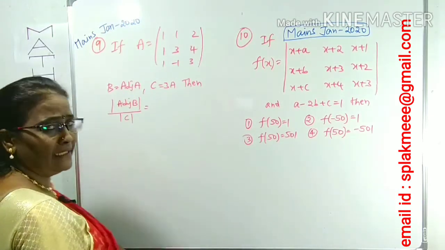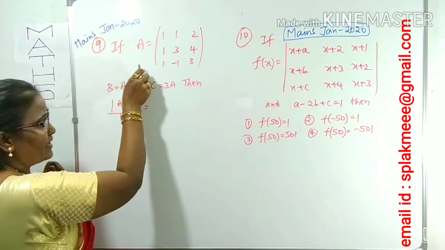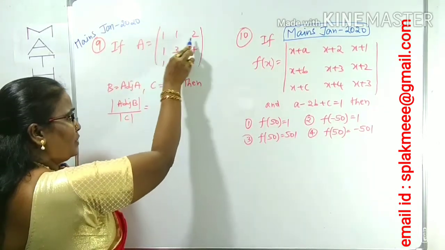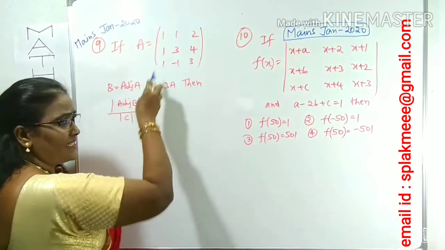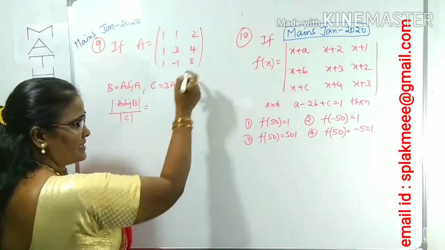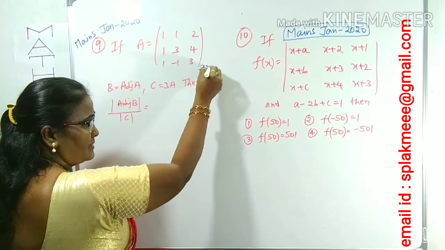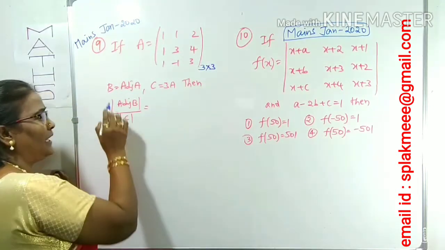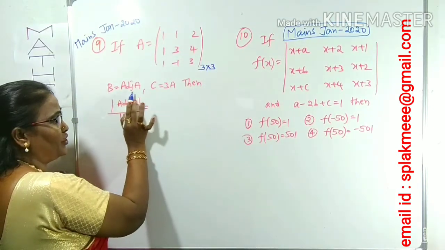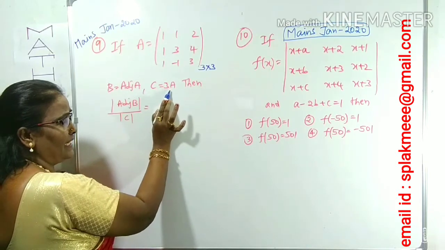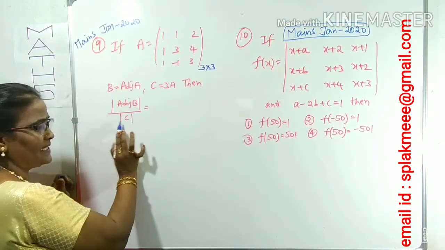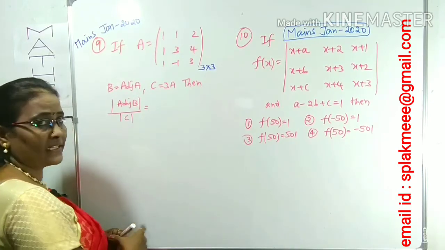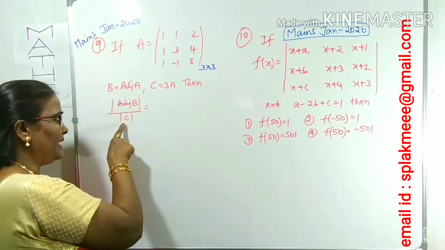Question number 9 is given as: if A is the matrix 1 1 2, 1 3 4, 1 minus 1 3. What is the order of this matrix? 3 by 3, yes, order 3. And B is given in relation to the adjoint of A, and C is given as 3A. Then what is being asked? Det of adjoint B by det C is asked.